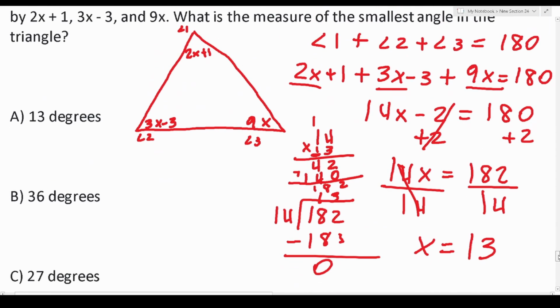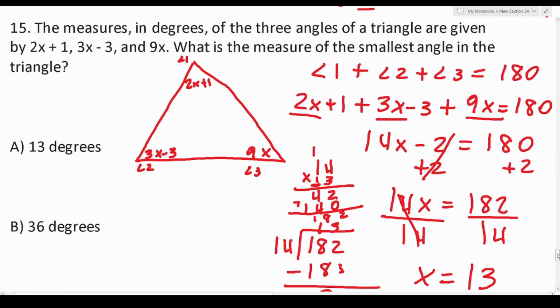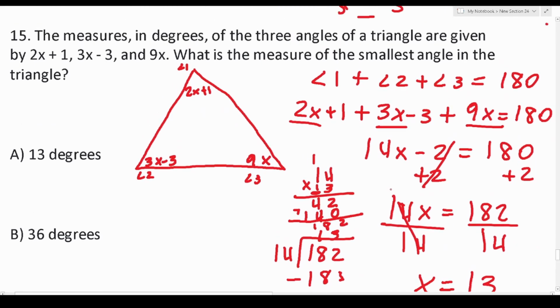All right. That's not the answer, of course, because as we can see, these angle measures are 2x plus 1, 3x minus 3, and 9x. Well, 9 times 10 would be 90, so 9 times 13 is going to be a huge number. So we know this one's not the smallest angle. This is 3 times 13 versus 2 times 13. So this one is not going to be the smallest angle.